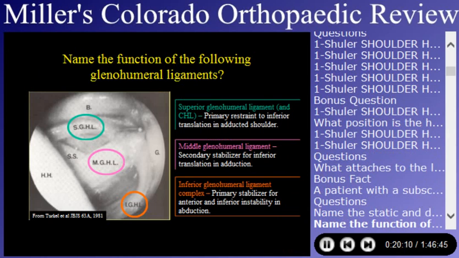Superior glenohumeral ligament: restraint to inferior translation in the adducted shoulder. The middle glenohumeral ligament: secondary stabilizer for inferior translation in adduction, and one of the primary stabilizers at about 45 degrees of shoulder abduction. Inferior glenohumeral ligament is by far the most key testable item on this. Primary stabilizer for the anterior-inferior stability in abduction.